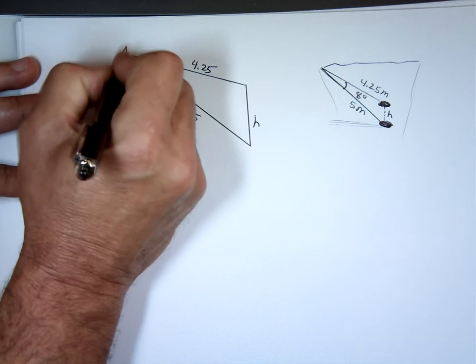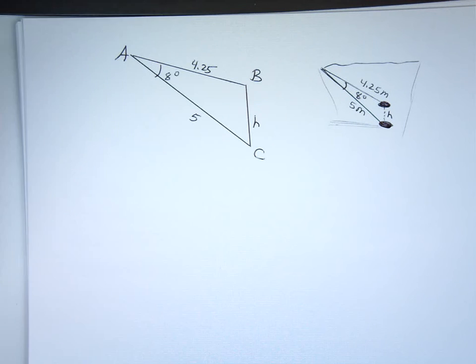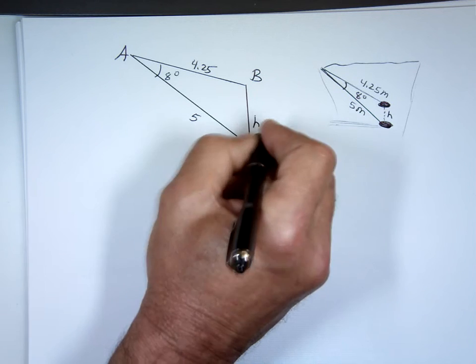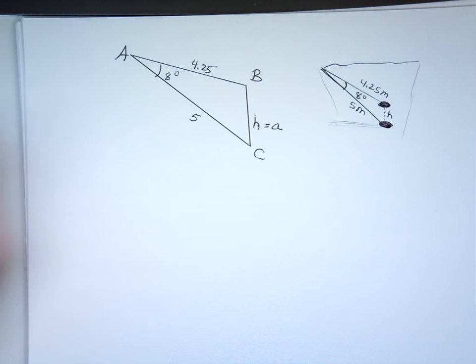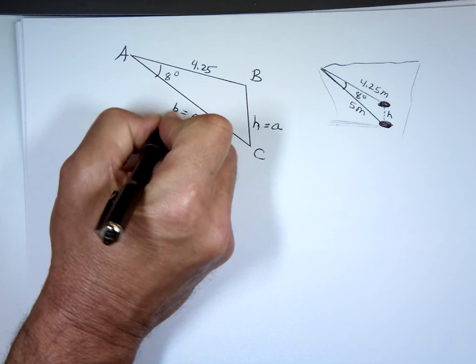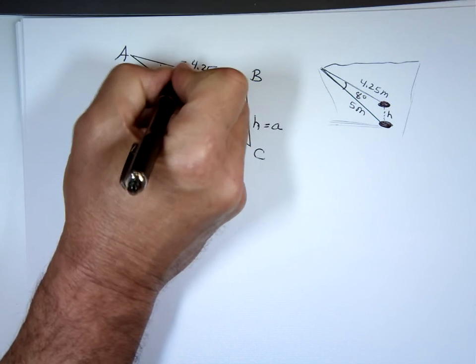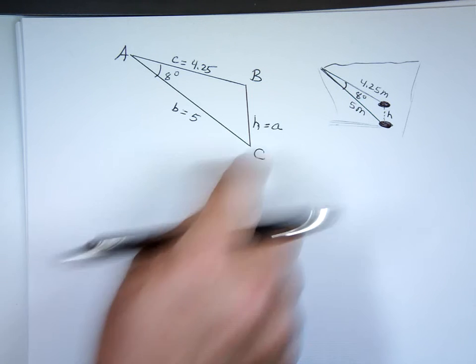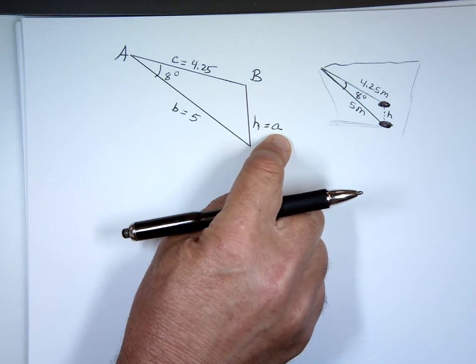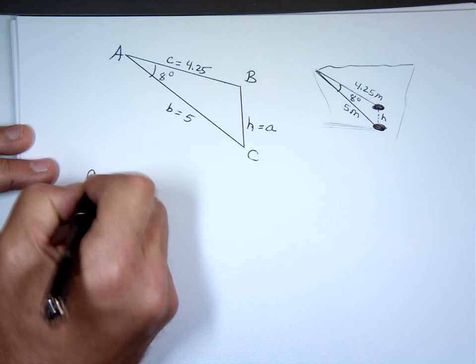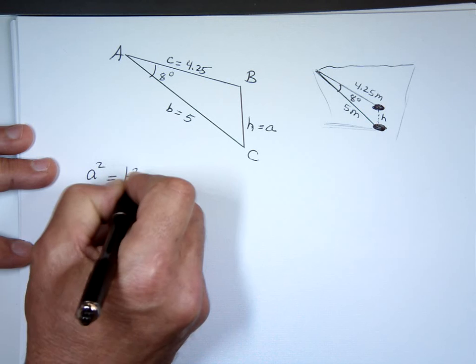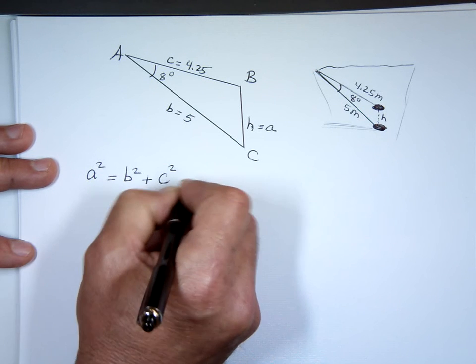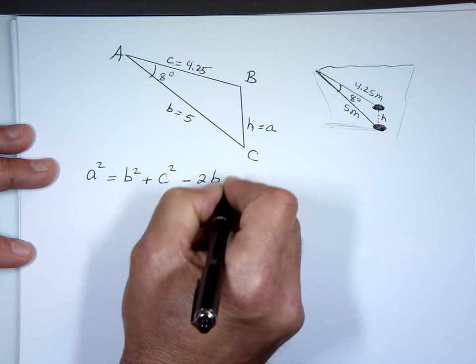A, B, C. This is side A. This is side B. And this is side C. I'm looking for which side? Side A. The law of cosine says what? A squared equals B squared plus C squared minus 2 times B times C times cosine of angle A.